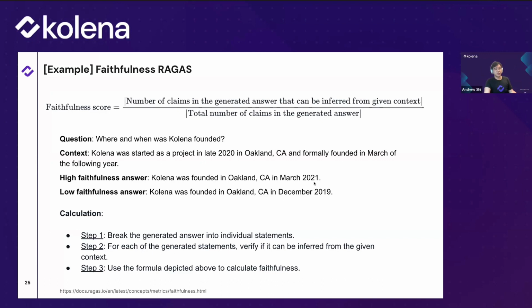Is it able to retrieve both parts? The highly faithful answer will have multiple parts, and those parts should be inferable from the given context. A low faithfulness answer, you would still break into different parts, but the individual pieces, like December 2019, would not necessarily be inferable from this given context. That's the logic for how faithfulness would be evaluated.